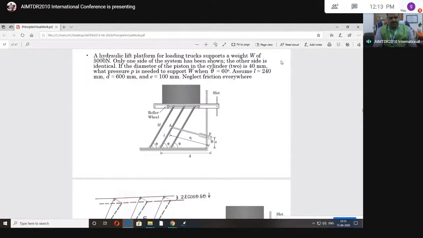Okay. Now let us consider the hydraulic lift platform. It is a lift for loading a truck. It will slide like this, and when it is vertical it will slide, and then it can translate. Keep this box inside the cabin or inside the aircraft, anything. Okay. If the data is given, the hydraulic platform for loading a truck supports a weight of 5000 Newton only. One side of the system has been shown, the other side is identical.